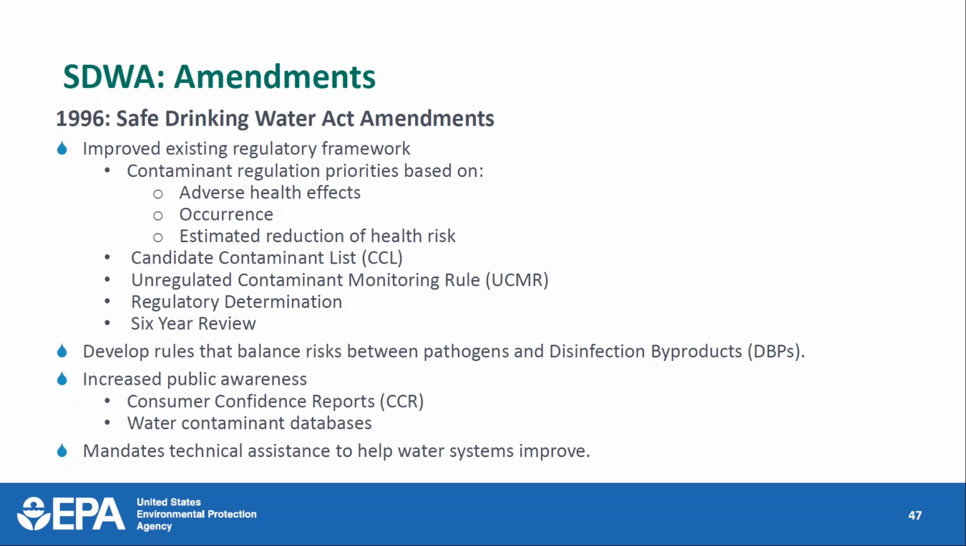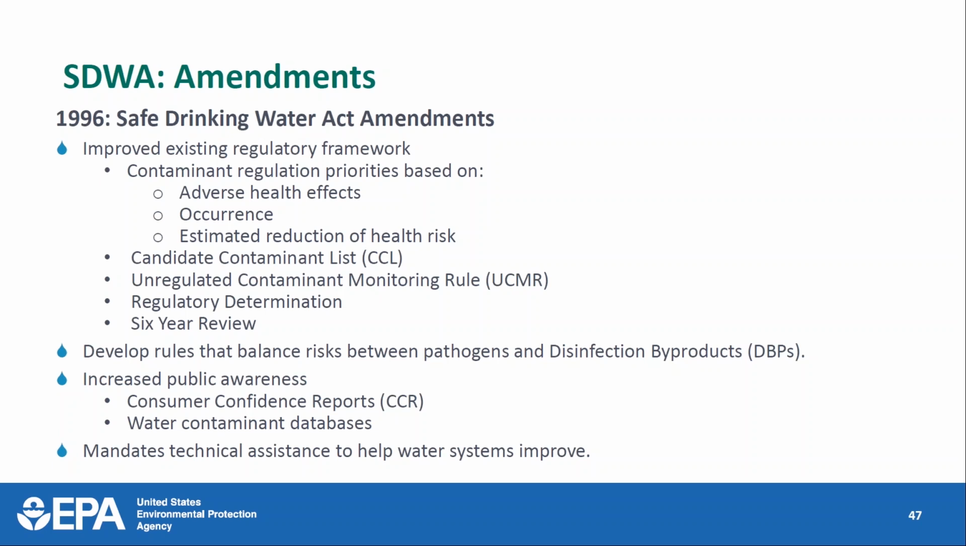So, under the 96 amendments, EPA developed a new framework for how they would rate, and next is a UCMR, which some of you may be familiar with. The next step is the 6-year review. These are all designed to have priorities based on adverse health effects, occurrence, and estimated reduction of risk.